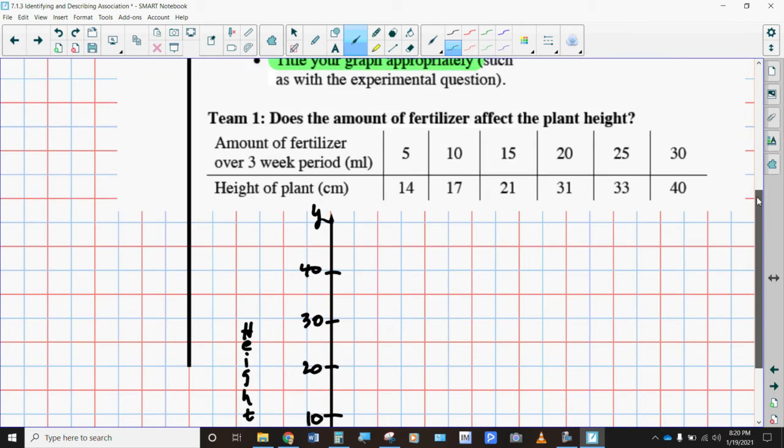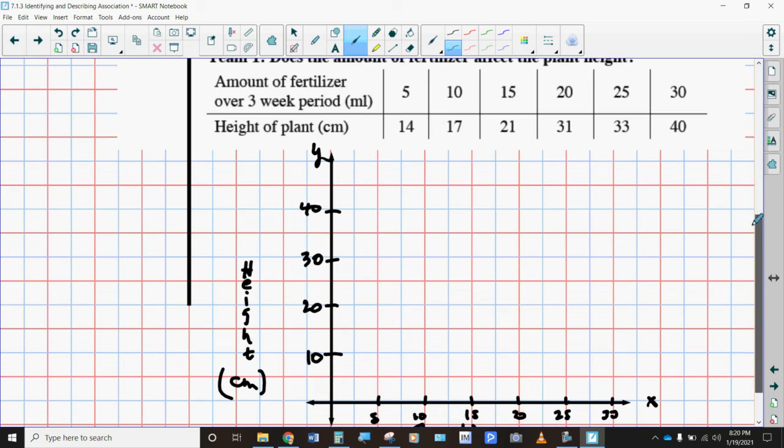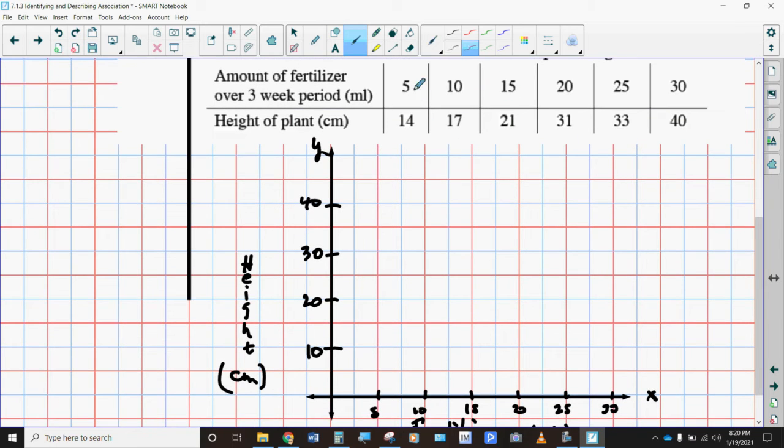All right, so this is what we're going to do. We're going to take this table of values, and we're going to plot these points. So for a plant that received 5 milliliters of fertilizer, after 3 weeks it grew to be 14 centimeters tall. 10 milliliters grew to be 17. Because that 17 is probably right around there. It doesn't have to be perfect. I think I am a perfectionist though, so I'm going to put that right around there. Okay. And 15 is 21. And 20 is 31. And 25 is 33.